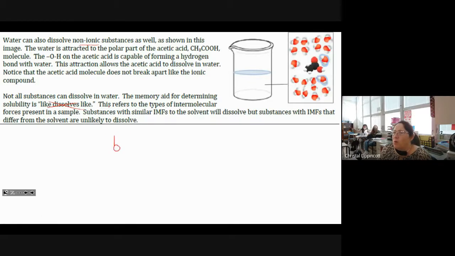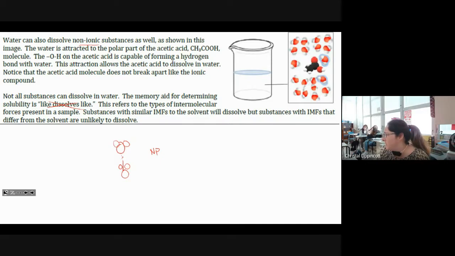When you have your water molecules, those water molecules are attracted to other water molecules. If you have a nonpolar substance come nearby, it's not going to be able to break in and interact like this does with the water molecules. The water molecules are going to stay together and not allow the nonpolar substance to get dissolved. So that's why oil and water don't mix.